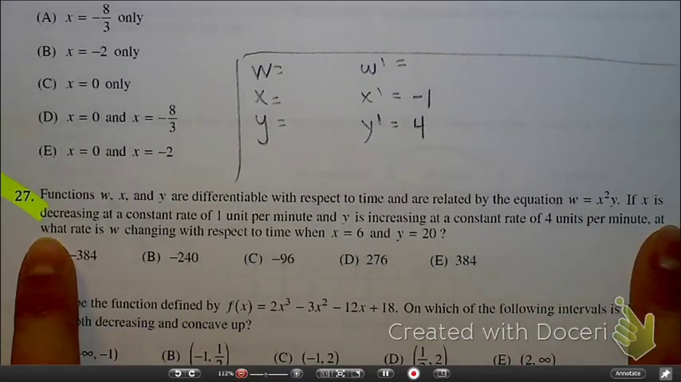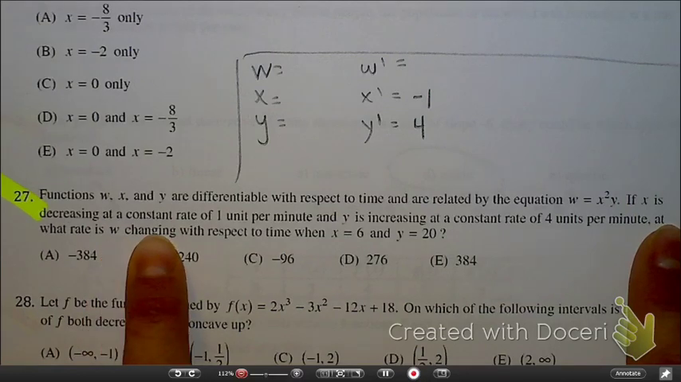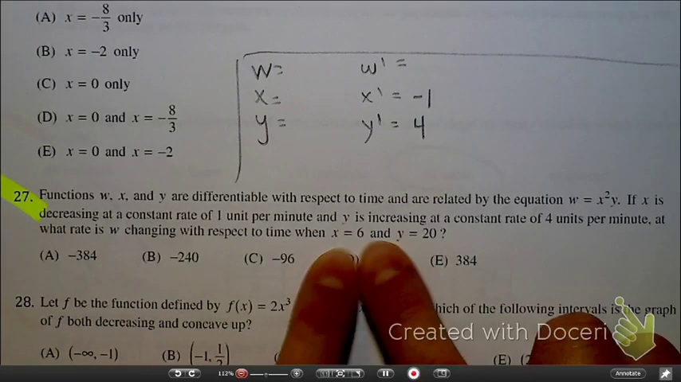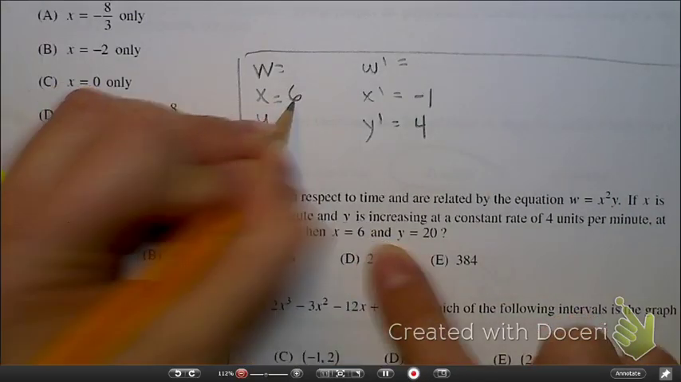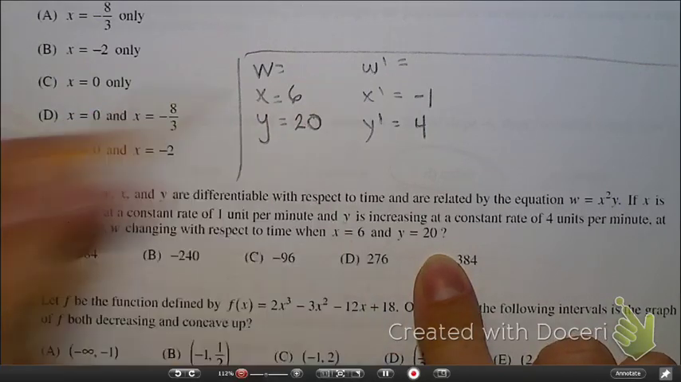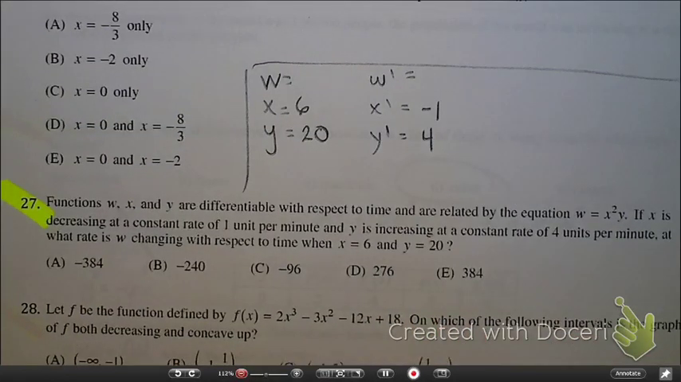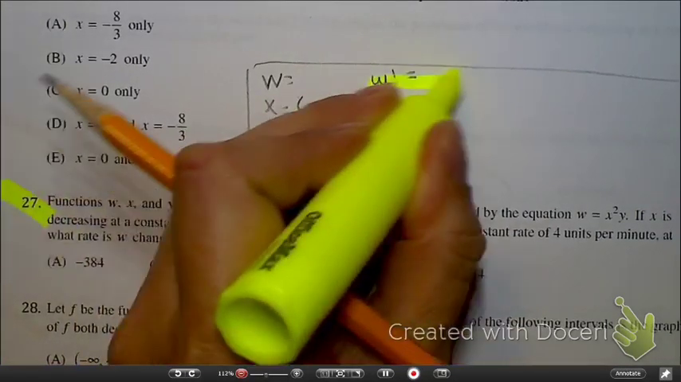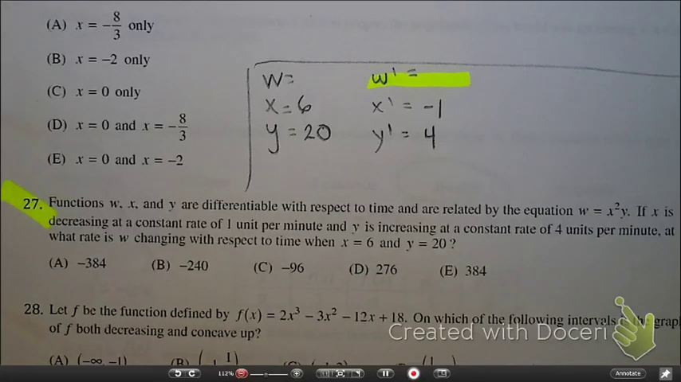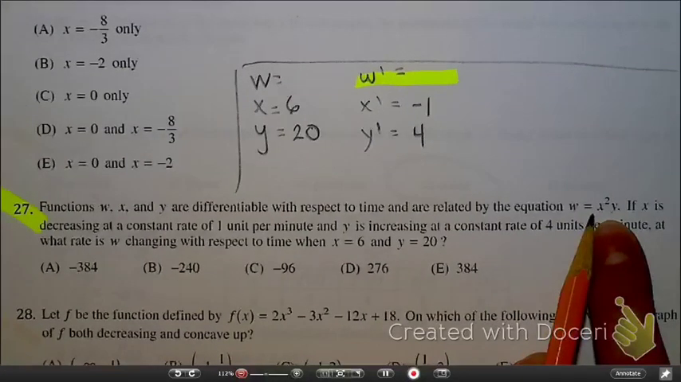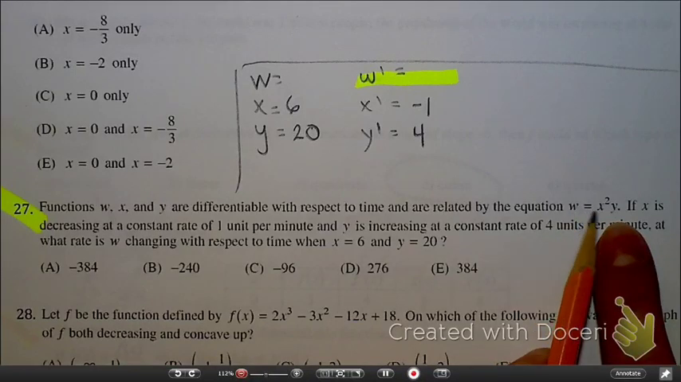And then it says at what rate is w changing with respect to time when x equals 6 and y equals 20. So x is 6, y is 20, x prime is -1, y prime is 4. They want to know what w prime is. That's our unknown. The only thing we don't have information for yet is w, but we can figure it out from this equation. They gave us this equation, w equals x squared y.